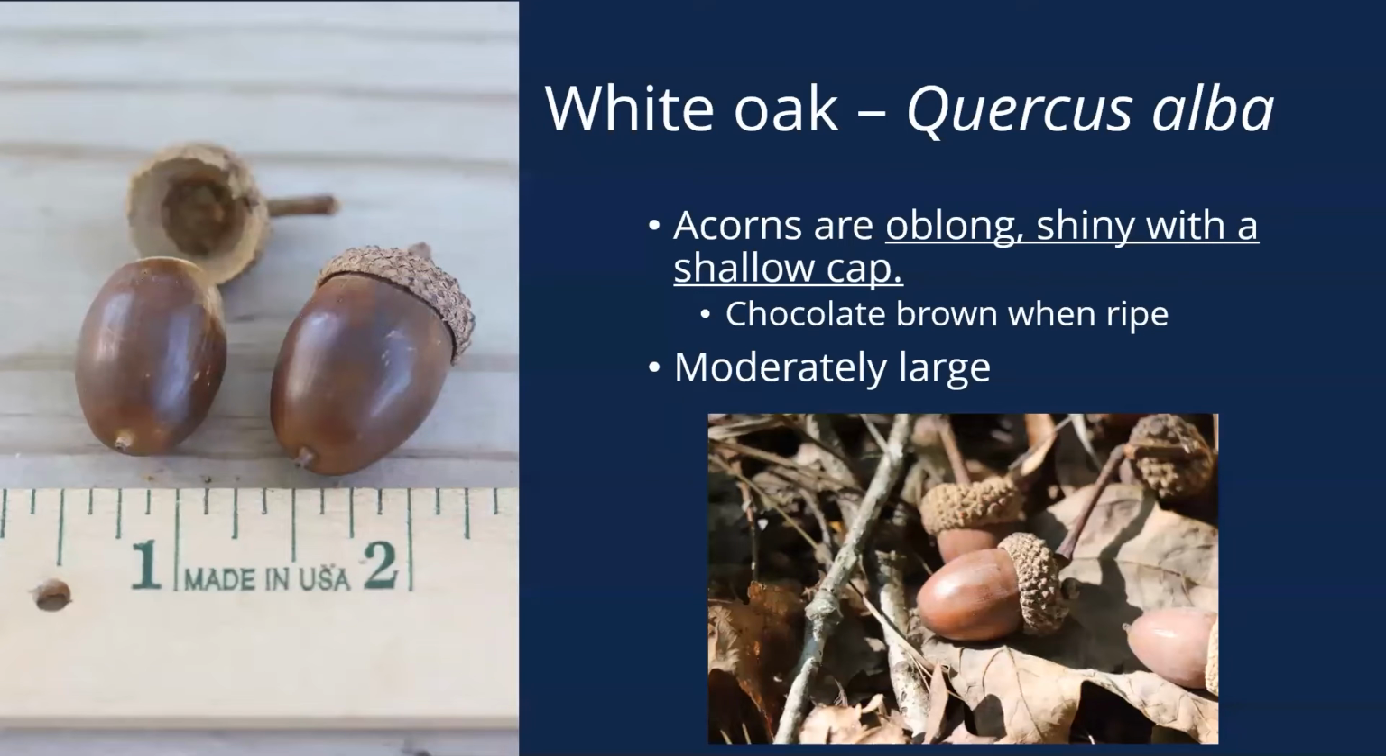This time of year, you can find acorns. The acorns are oblong, fairly large, and fairly shiny on white oaks, and they typically have a shallow cap, right? So the cap just kind of is perched right on top of the acorn, and when they ripen, they often ripen to this kind of rich chocolate brown color. And again, they're moderately large in size.